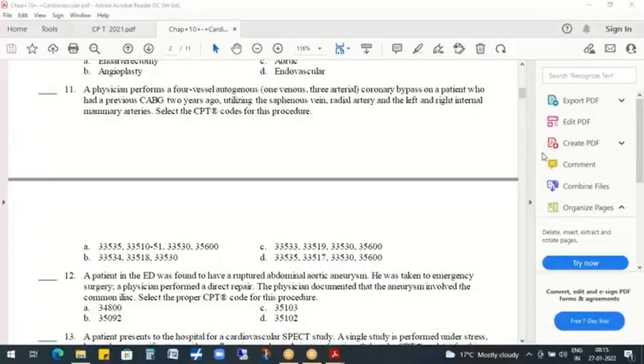No doubts? Okay. Next concept, make a heading: pacemaker and defibrillator.